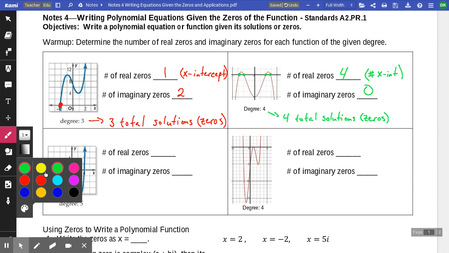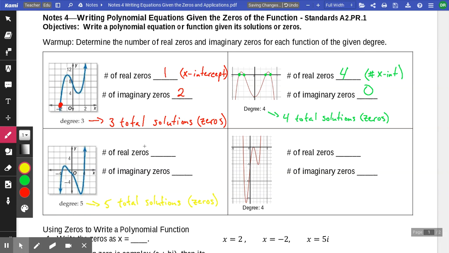So we can look at another case down here, and we see degree 5. Now, we've never graphed that, but we now know what that would imply. There are 5 total solutions. And so we can look at our graph here, and we see that it has 1, 2, and 3 x-intercepts. So those would all be real numbers on the x-axis. So we have 3 real zeros, which then would mean that we would have to have 2 imaginary zeros to get that total of 5.